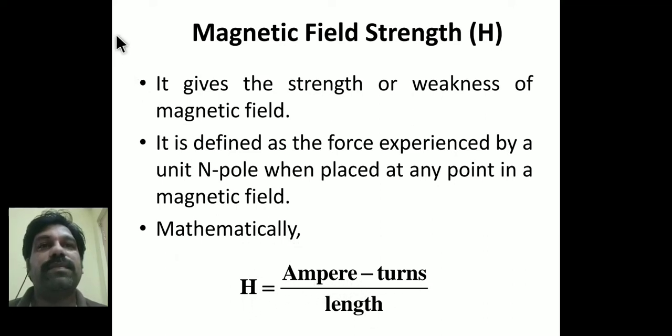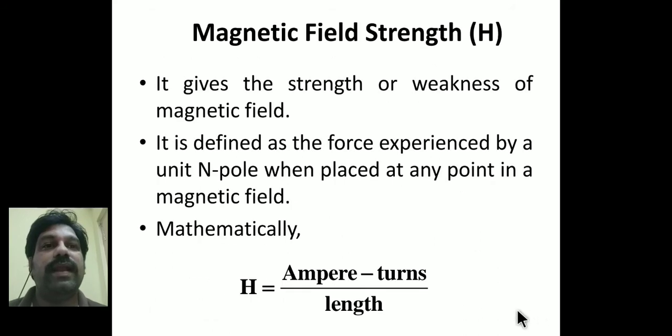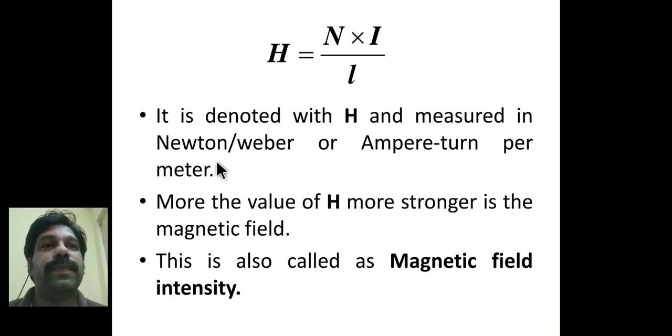From the previous definition, MMF is equal to H into L, where H is nothing but the magnetic field strength. So from this, H is equal to MMF by L. Therefore, the units are ampere turns by length, where the unit of length is meters. Therefore, H is equal to N into I by L.